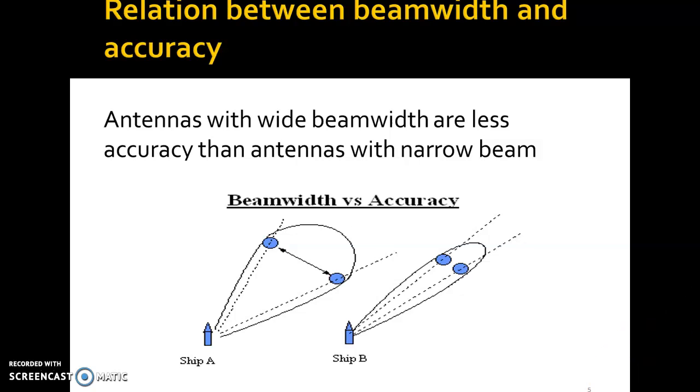As we can visualize in this diagram, the beam width is very high for ship A. This is the radar, and the beam width is very high. A high beam width means there is a possibility of scattering of that signal, and the scattering reduces accuracy. In ship B we have a smaller beam width, that means a narrow beam, and we have more accuracy.